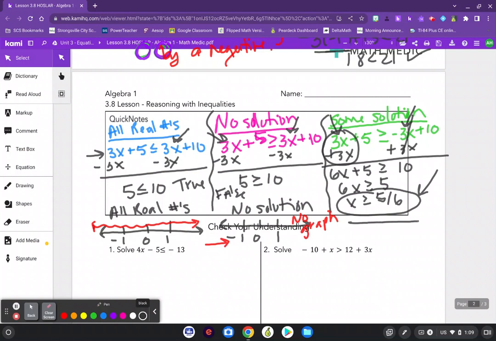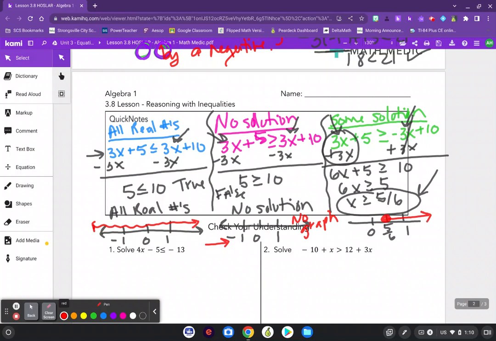Versus this is what we've been talking about in class, right? I've got 5/6. I've got 0. I've got 1 somewhere here on my number line. And greater than or equal to means I have this closed circle at 5/6. And any number that's bigger than 5/6 would work. So only like half my number line is going to work as a solution.